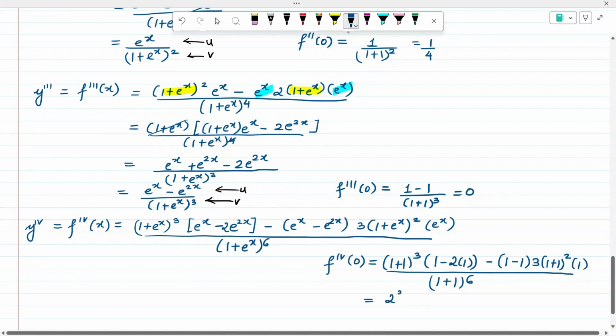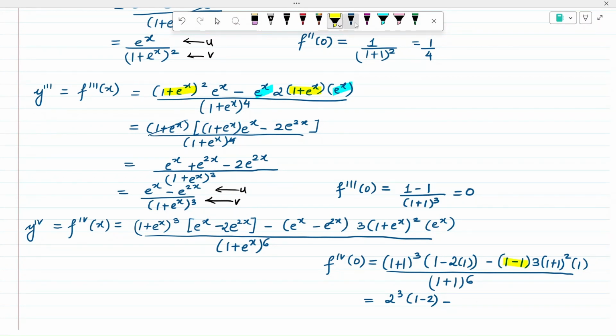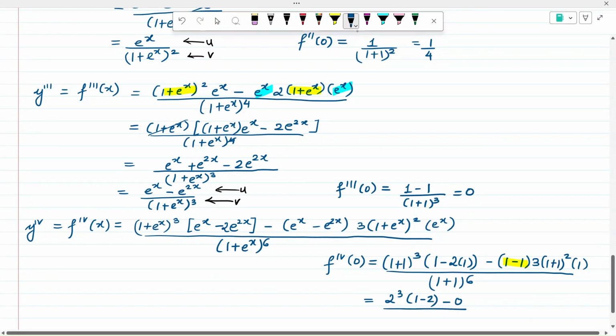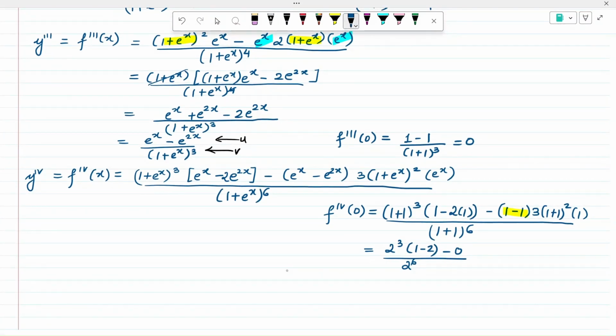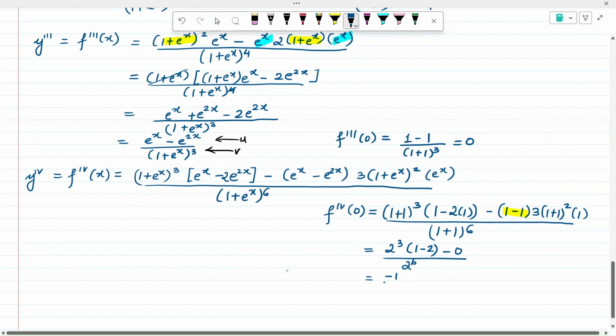The numerator becomes 2 cube into 1 minus 2 minus, observe the second term becomes totally 0. This is 0, one bracket and all the terms are multiplied by 0, so it will be 0. Denominator will become 2 raised to 6. Now 2 cube and 2 raised to 6 will get cancelled. In the numerator minus 1 upon 2 cube remains, meaning negative 1 by 8 is left.